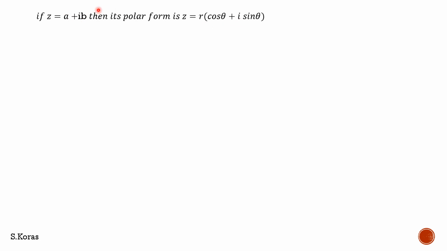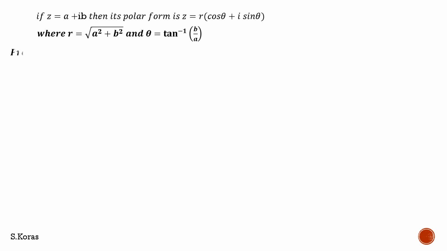If you have doubt regarding this, you can see polar form part 1. Here r is modulus and theta is argument. So you know that r value is root of a square plus b square, and theta is equal to tan inverse of b by a. This theta is nothing but the angle made by the complex number with the real axis or x-axis.